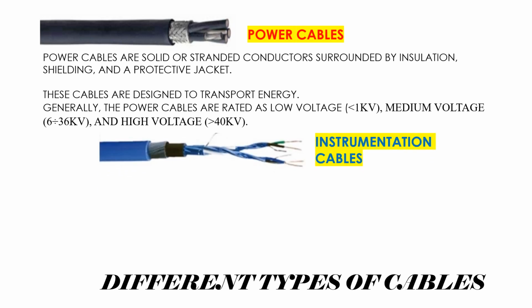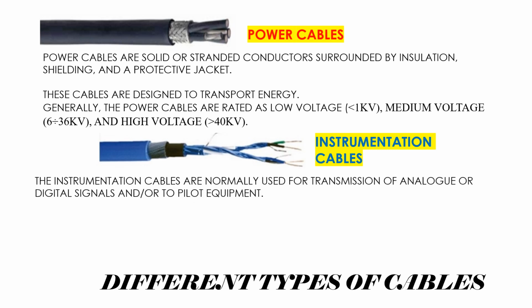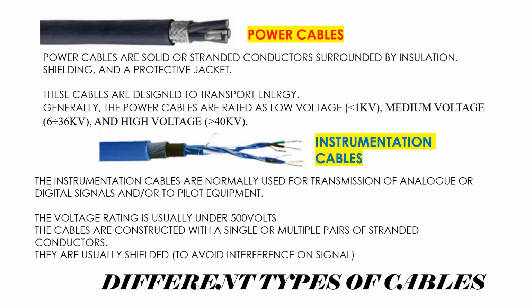Next one, instrumentation cables. Instrumentation cables are normally used for transmission of analog or digital signals and to pilot equipment. The voltage rating is usually under 500 volts. The cables are constructed with a single or multiple pairs of stranded conductors. They are usually shielded to avoid interference of signal. If you are in construction, you can see there are shielded wires for the instrumentation cables and different types of cables.